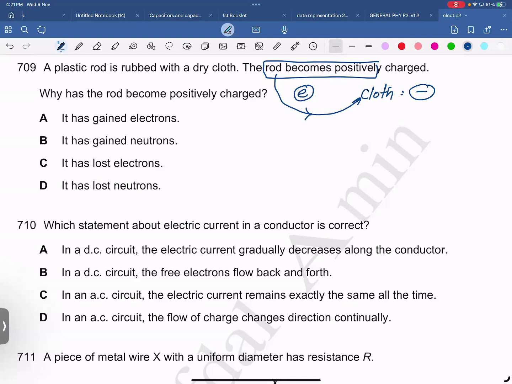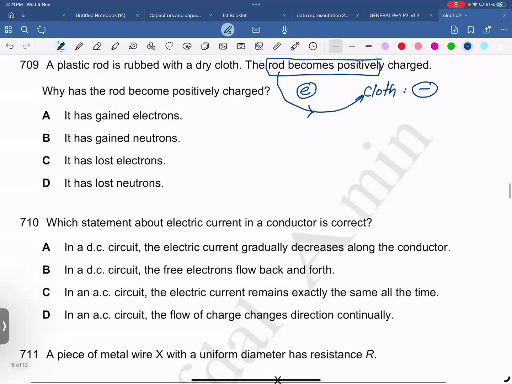Why has the rod become positive? I told you the electrons move from rod to the cloth. So what's the reason? It has gained electrons? No. Gained neutrons? No. Lost electrons? Yes. Lost neutrons? No. Actually, during any process of charging, if something is gained or lost, it is only electrons. No neutrons, no protons, nothing else.